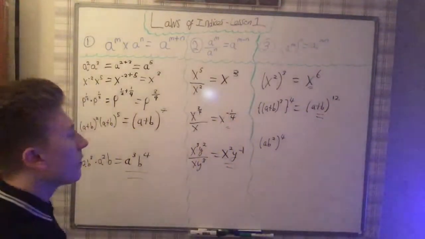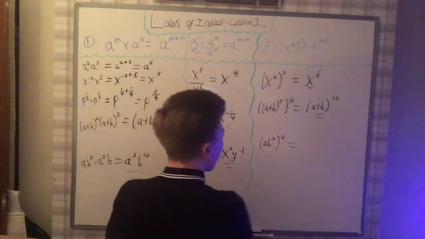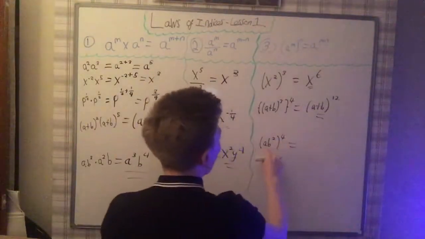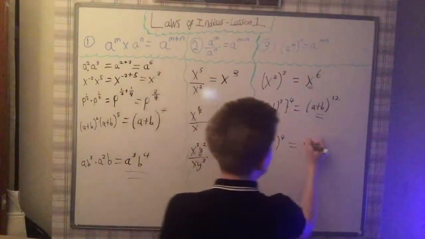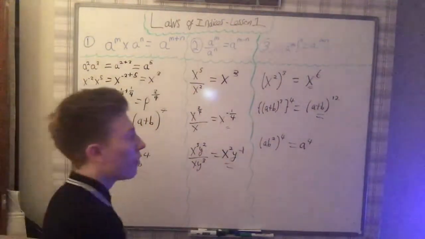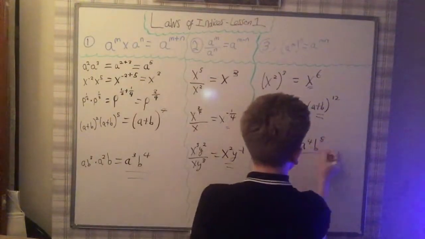And finally, a b squared all to the power 4. Deal with each value individually. a to the power 4 is a to the 1 times 4, which is a to the 4. And b to the power 2 all to the power 4 is b to the power of 2 times 4, which is 8.